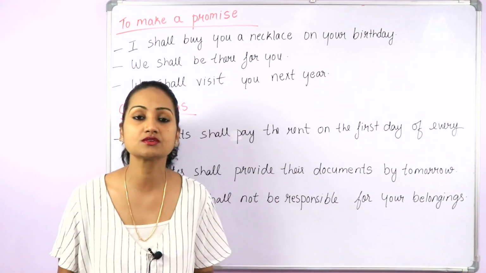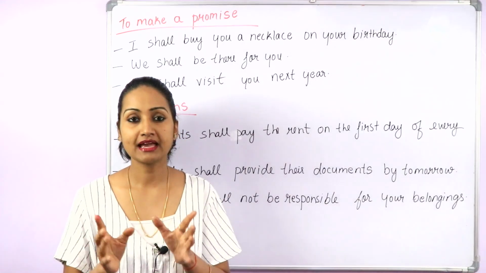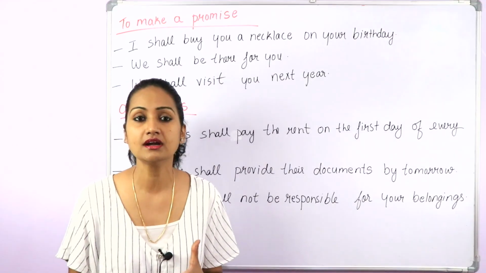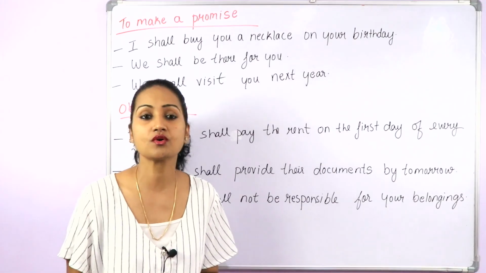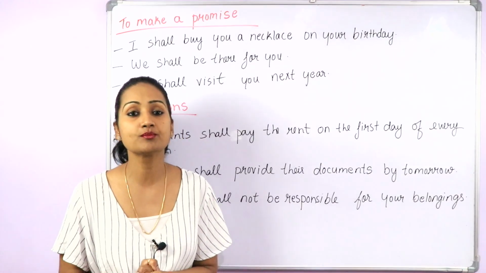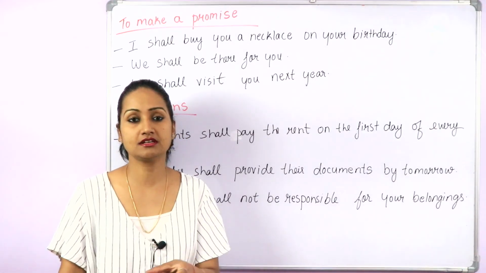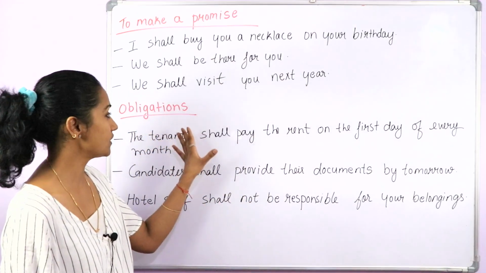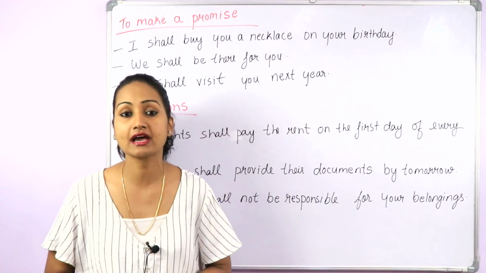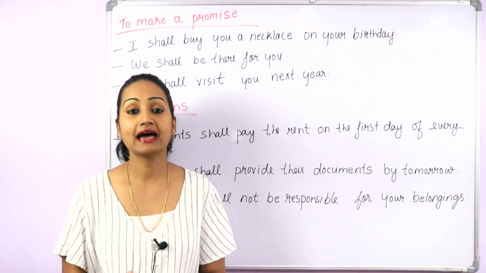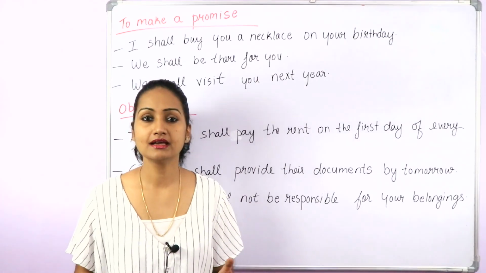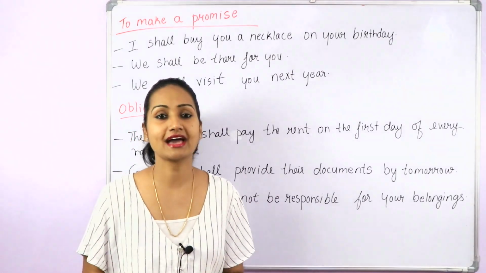Otherwise, try to use it with I and we. And in interrogative sentence, when you make an offer or you give a suggestion or an advice, and when you make a promise, you can use it in a declarative sentence with I and we. And when it's about obligation, then you can use shall with the third person and in a declarative sentence. So that's how we can use shall. Now let's move on to should and ought to.